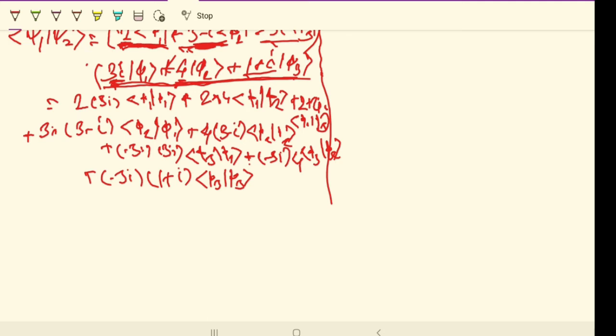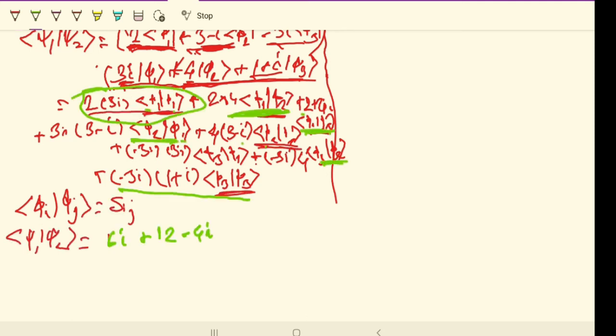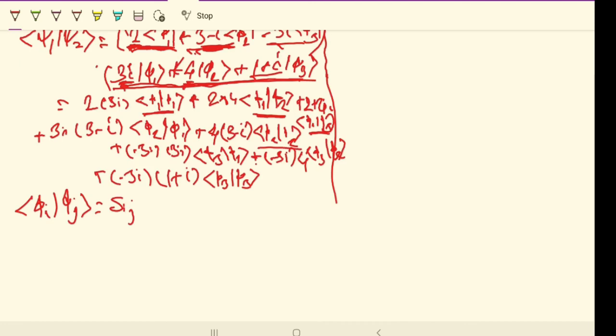Okay. Now, as these are orthonormal bases, phi i phi j will be equal to delta ij. So all the cross terms, phi 1 inner product with phi 2, phi 1 inner product with phi 3, and so on and so forth, those will be 0. So at the end, I am going to get only the phi 1 inner product term, phi 2 inner product term, and phi 3 inner product term.